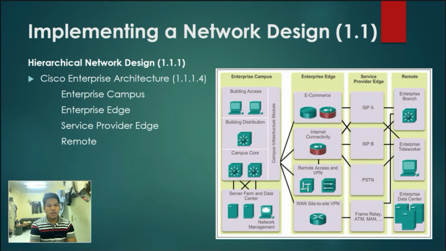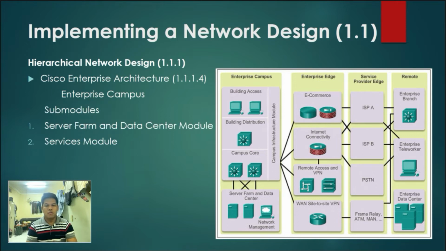The Cisco Enterprise architecture divides the network into functional components while still maintaining the core, distribution, and access layers. As shown in these figures, the primary Cisco Enterprise modules include the Enterprise Campus, Enterprise Edge, Service Provider Edge, and the Remote. The Enterprise Campus consists of the entire campus infrastructure, to include the access, distribution, and core layers.